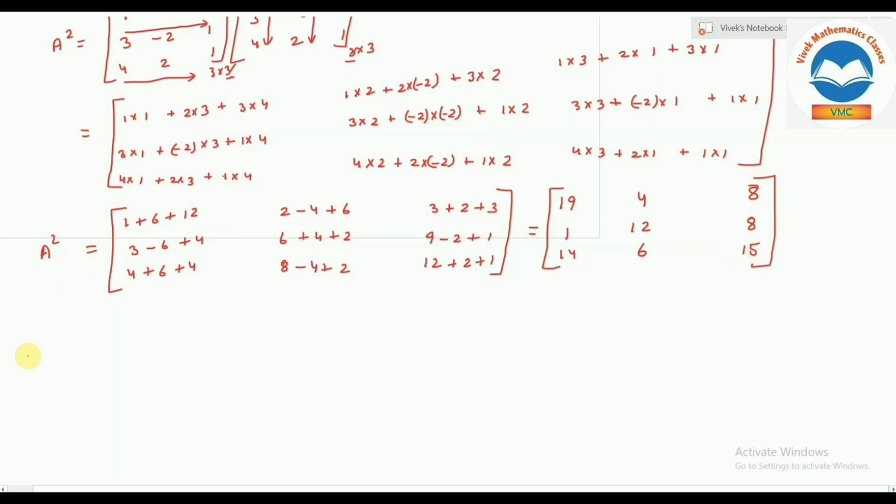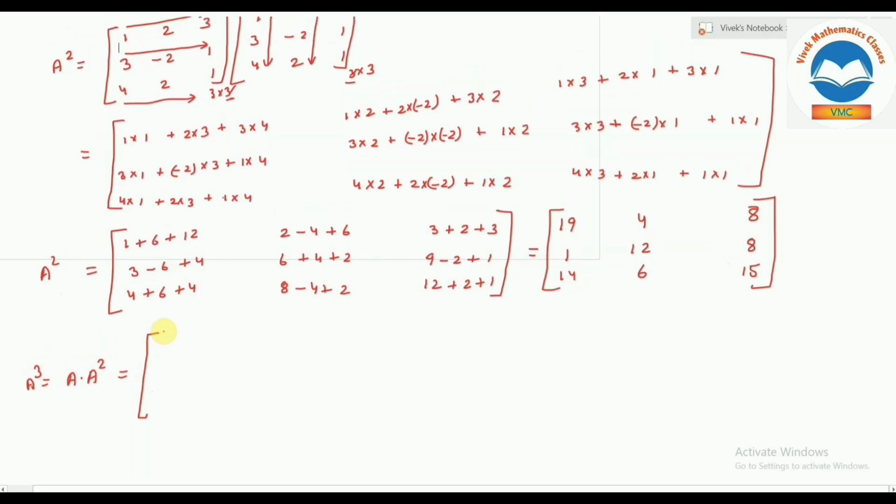Now what do we need? We need to find A cube. So what will be our A cube? A into A square. So I will write the A matrix again. What is our A matrix? It was 1, 2, 3. Next 3, minus 2, 1. And here 4, 2, 1. This is our A matrix.